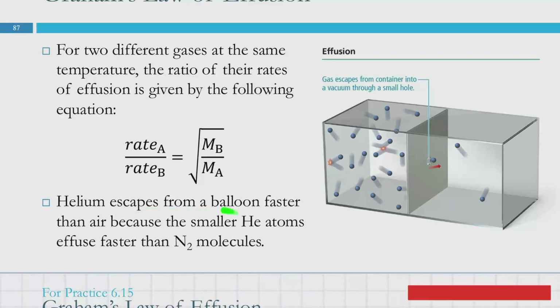Helium, for example, is going to escape from balloons faster than air because the smaller helium atoms move faster, they effuse faster than N2 molecules. So if you were to fill up a balloon with helium, and you were to fill up a balloon with just air, which is mostly nitrogen, the helium balloon, because the helium particles are smaller and balloons actually have little holes in them, is going to deflate faster. They're going to escape the balloon faster than on the air molecule side.